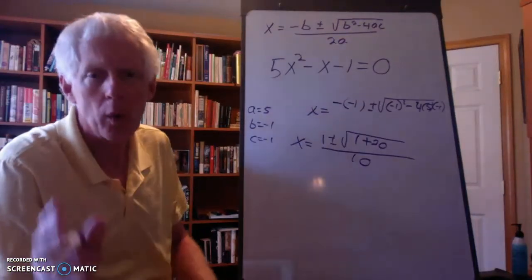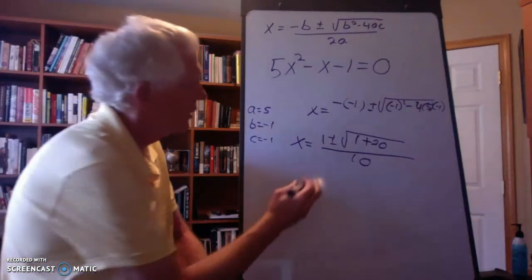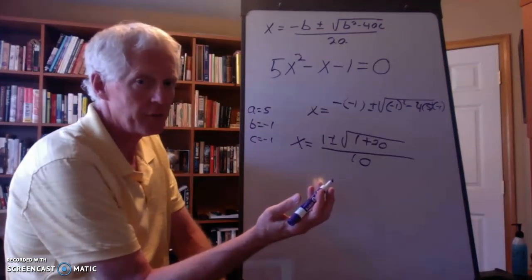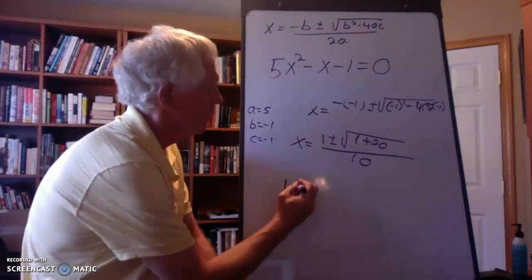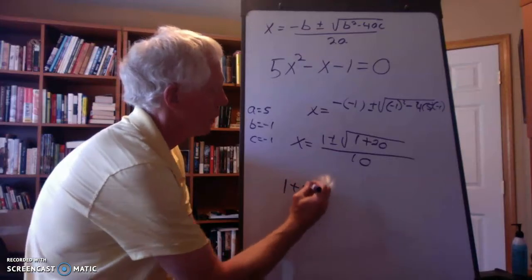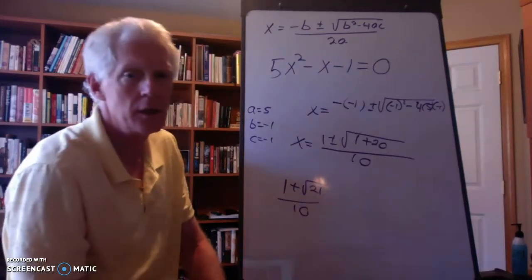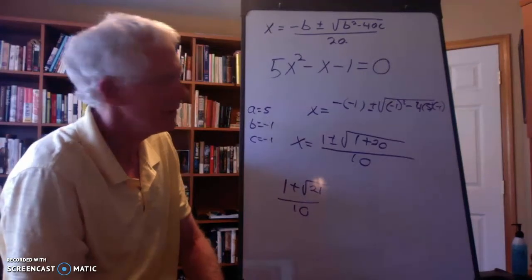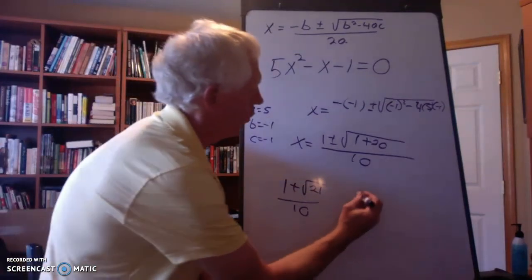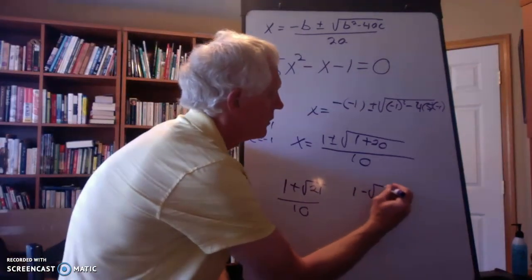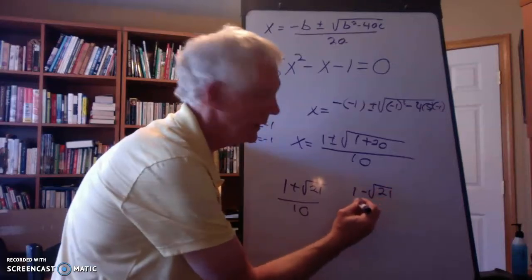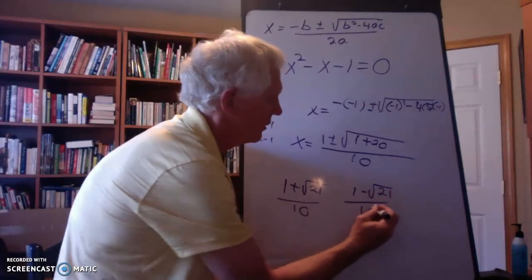1 plus 20 is 21. So I have, here's my x values. I've got 1 plus the square root of 21 over 10. And I've got 1 minus the square root of 21 over 10.